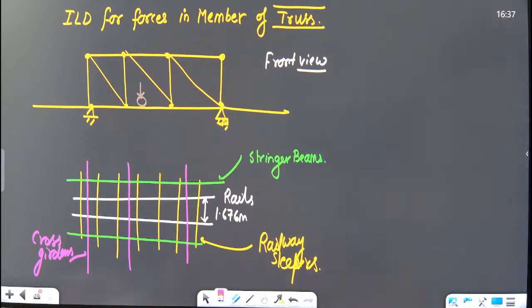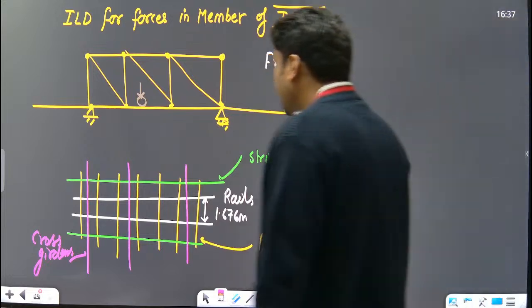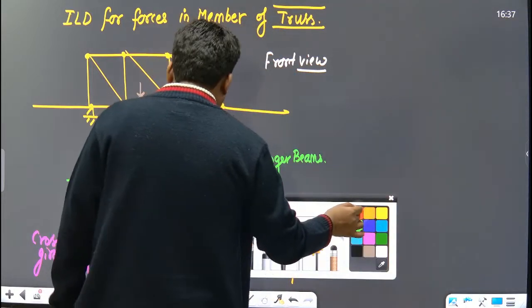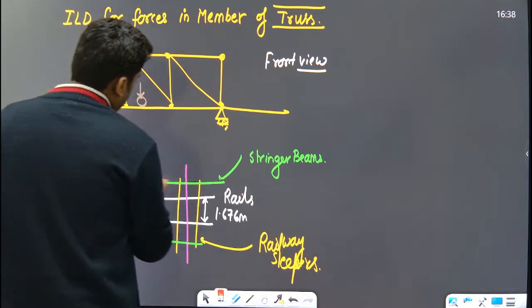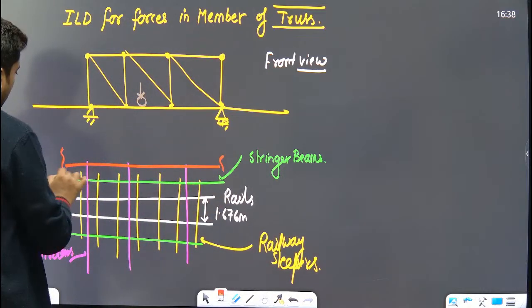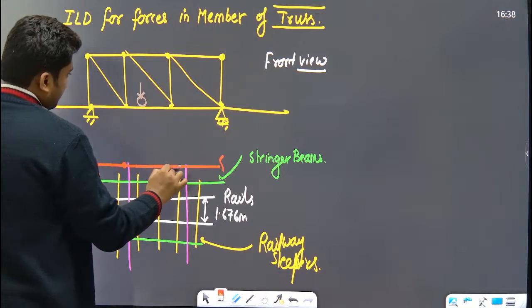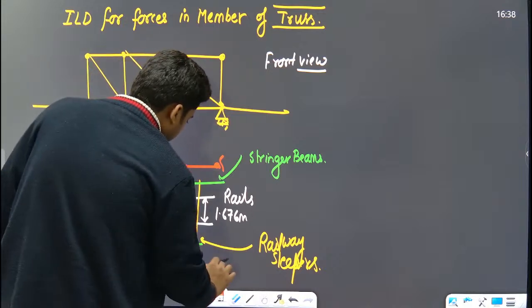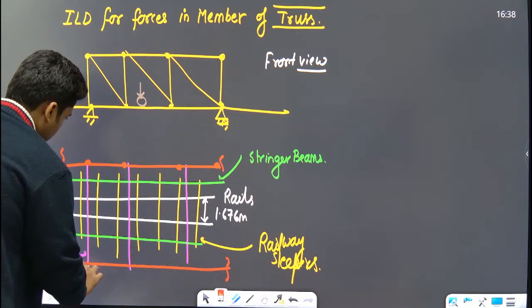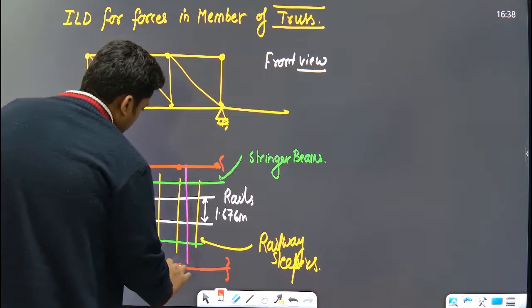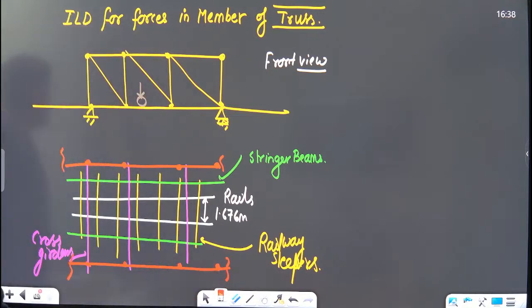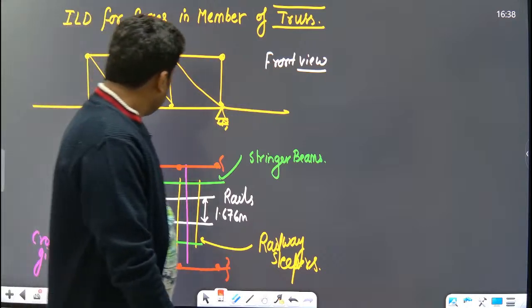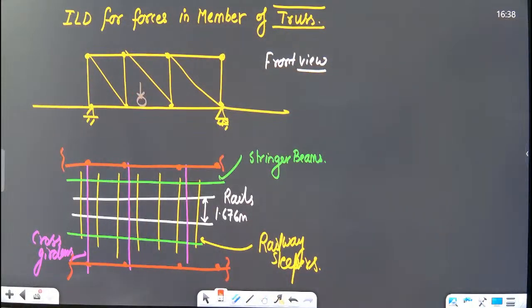These load transfer to the truss. Clear everyone? So from these the load is transferred to the truss. These are the truss. These red ones are the truss. Understood everyone? Yes or no?